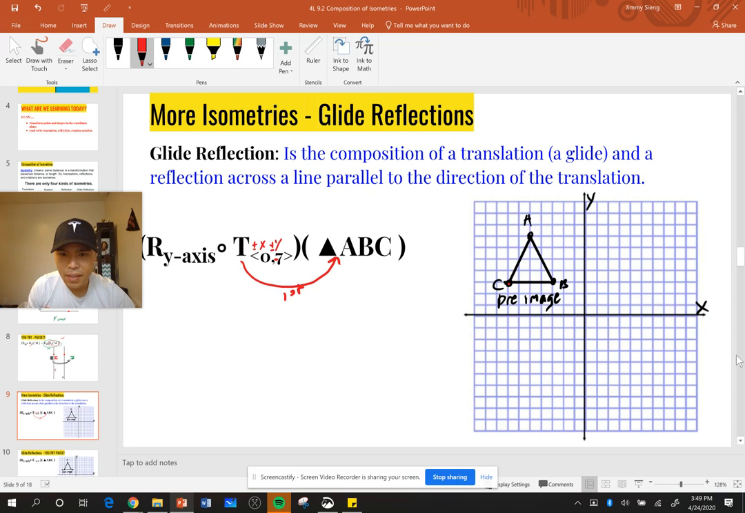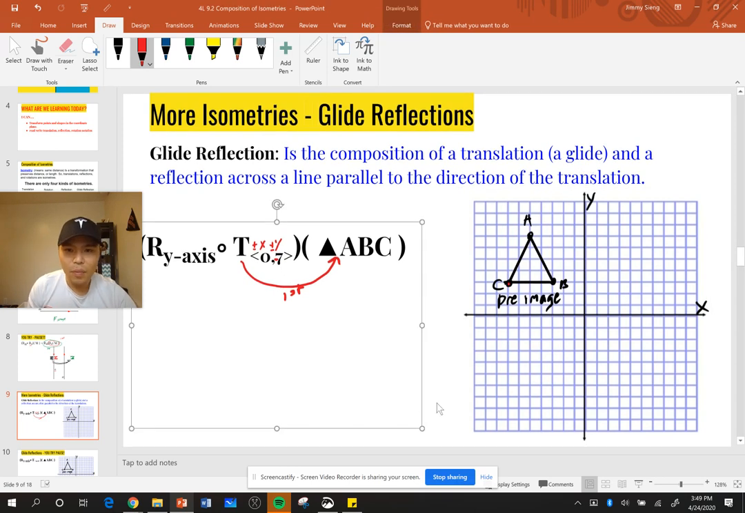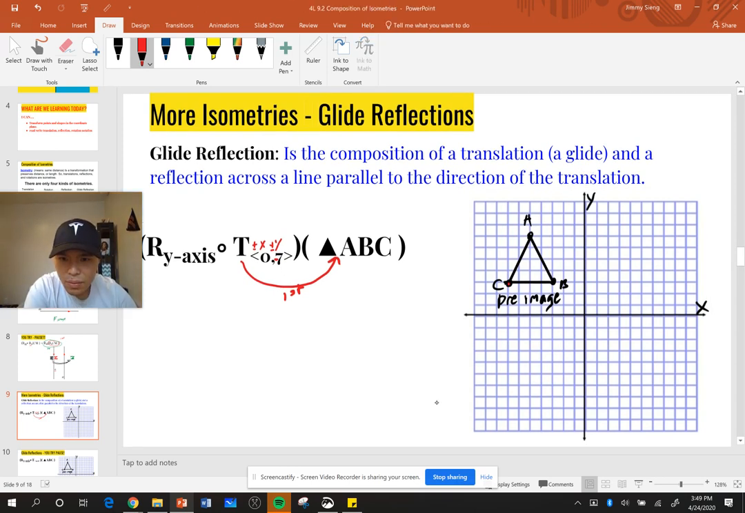Did I already do this already? Nope. Okay, so I'm going to move that down 1, 2, 3, 1, 2, 3, 4, 5, 6, 7, right there. And this one goes all the way down, matching that. And this goes 1, 2, 3, 4, 5, 6, 7. Cool. So this right here, class, is supposed to be your first movement, which you can call A prime, B prime. Okay, that was the first translation.